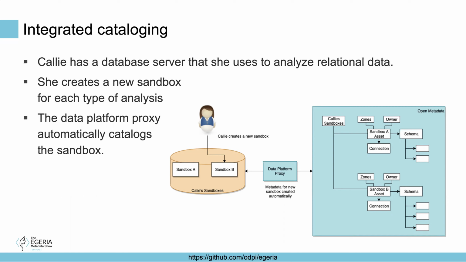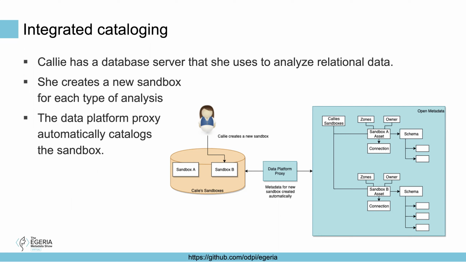Here's an example of the integrated cataloguing. Callie's a data scientist, and she has a database, and when she's doing experiments, particularly with relational data, she creates a new schema in that database, which she calls a sandbox. She does her experiments, and sometimes she remembers to delete it, sometimes she doesn't.